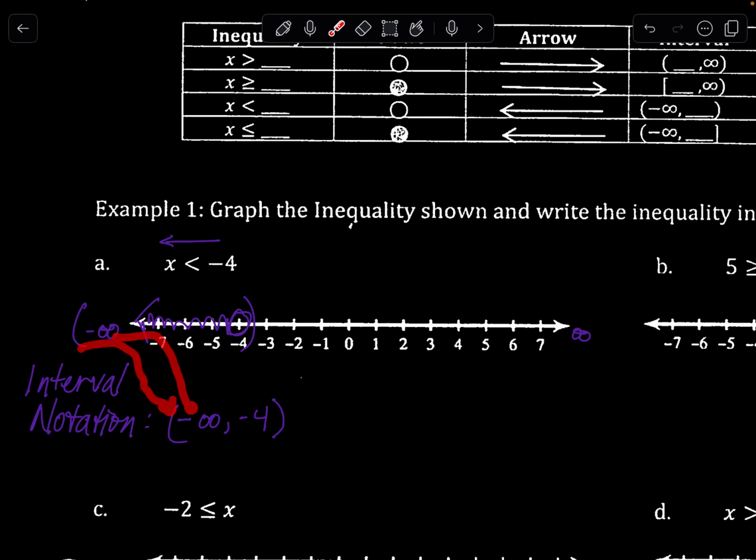Parenthesis, -∞, -4, and then your parenthesis as well. And that's just going to be your answer for this problem.